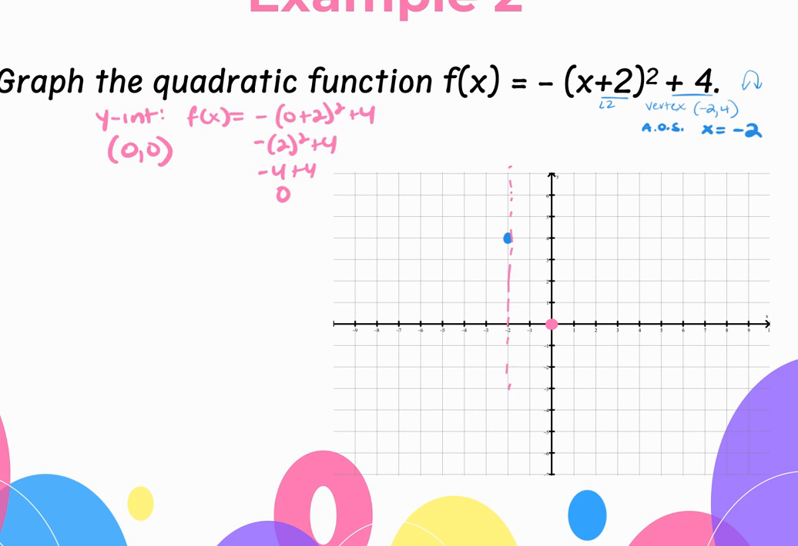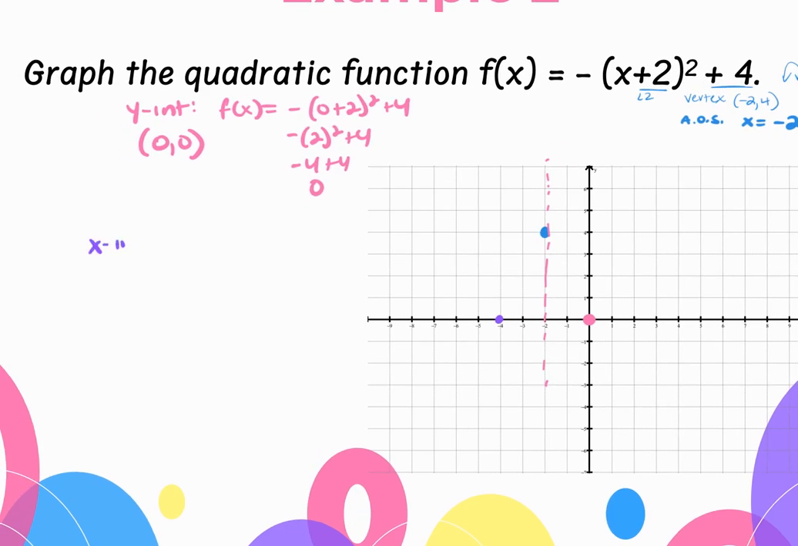Now, based on that axis of symmetry, where do we think our other intercept is going? Negative 4, right? It's going to be reflected over, but we're going to check it with our work. But if you use your axis of symmetry, it saves you time. So our x-intercepts come by making f of x 0.